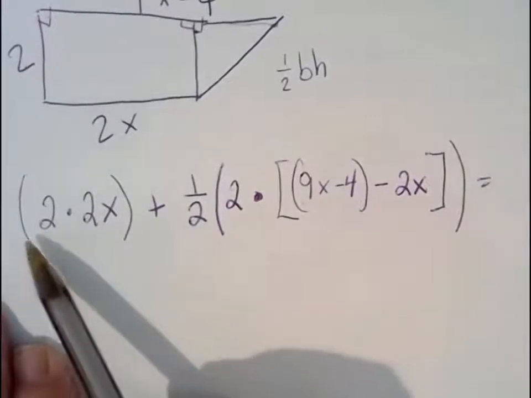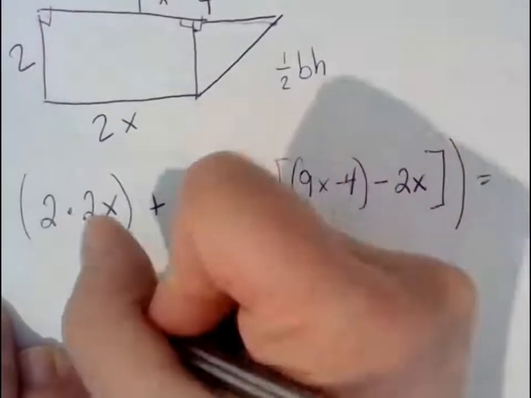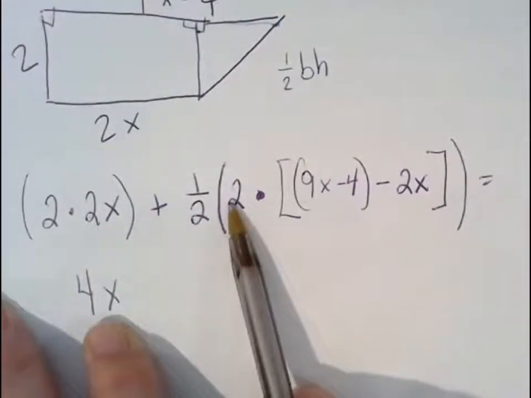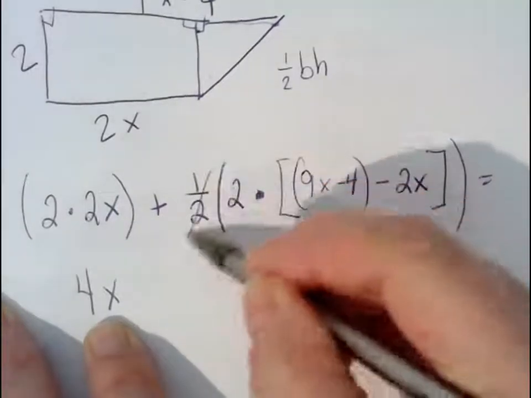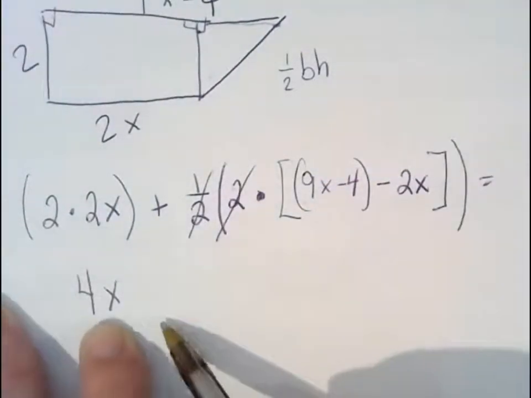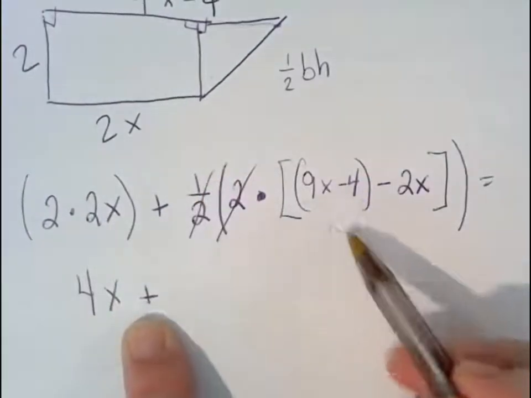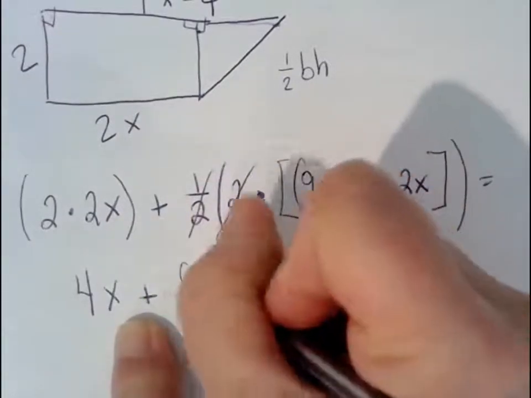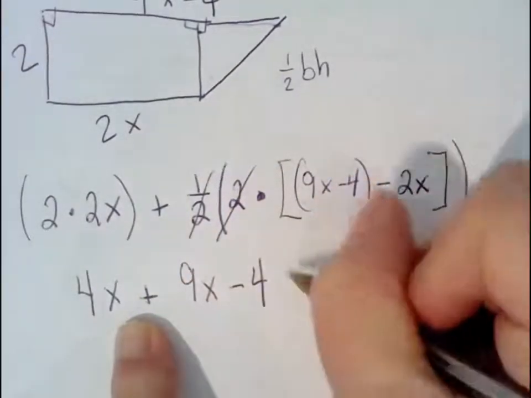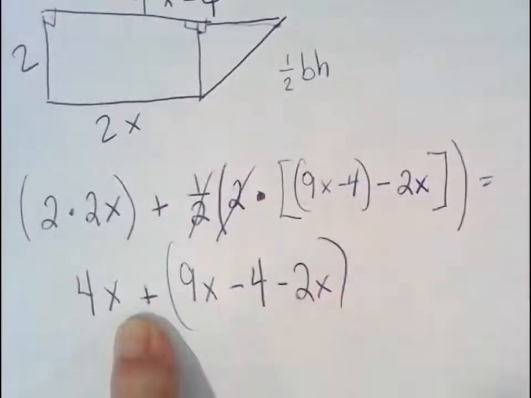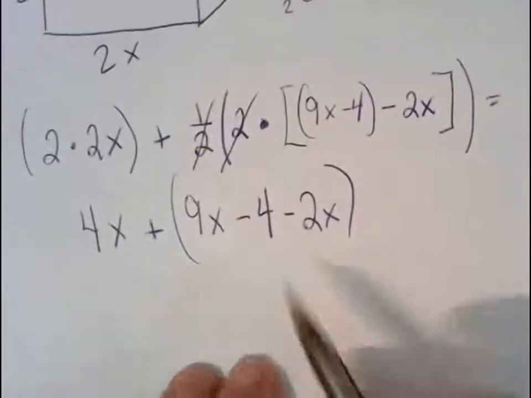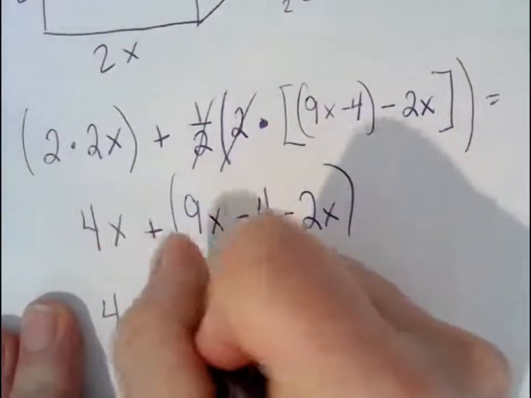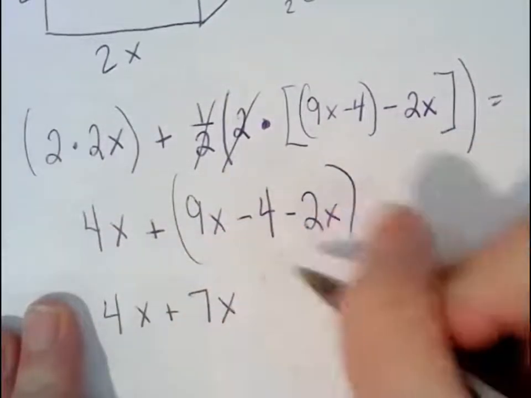So the first part we can simplify is this part, because 2 times 2x, that's 4x. 1/2 times 2, well, those just cancel each other out, because 1/2 times 2 is just 1. So we're left with 9x minus 4 minus 2x. Okay, so we know that 9x minus 2x is 7x. So 4x plus 7x minus 4.